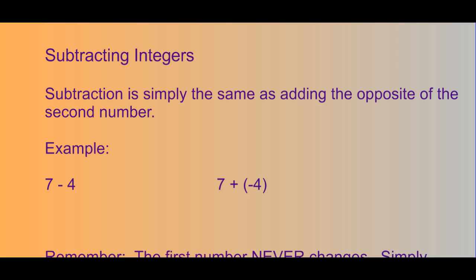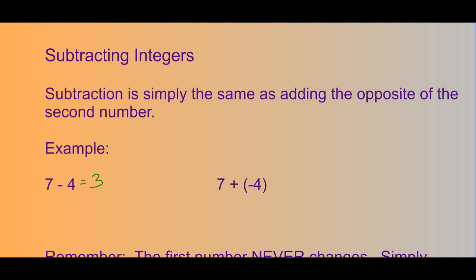Alright, the rest of this is going to go much more quickly. For subtracting, we really don't have any rules except for one. The only rule we use is subtraction is simply the same as adding the opposite of the second number. What I mean by that is our addition rules say if the signs are different, you subtract. So if there's already subtraction in the addition rules, there's no reason for us to learn subtraction rules. Obviously, we're all aware that 7 minus 4 is going to give 3.